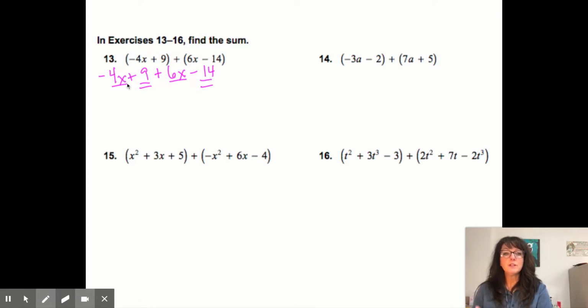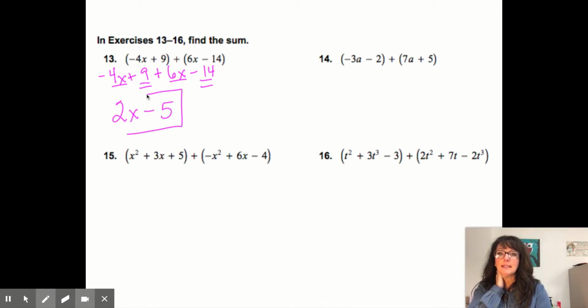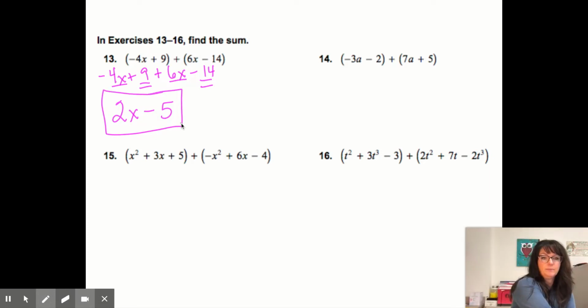All right, now we want to put these in standard form. So in this case, the variable would go first. So we have the negative 4x plus 6x. So we have a positive 2x. Then we have a negative 14 and a 9. So we'll have a negative 5. And that's in standard form. So make sure you're putting them in standard form. Okay?